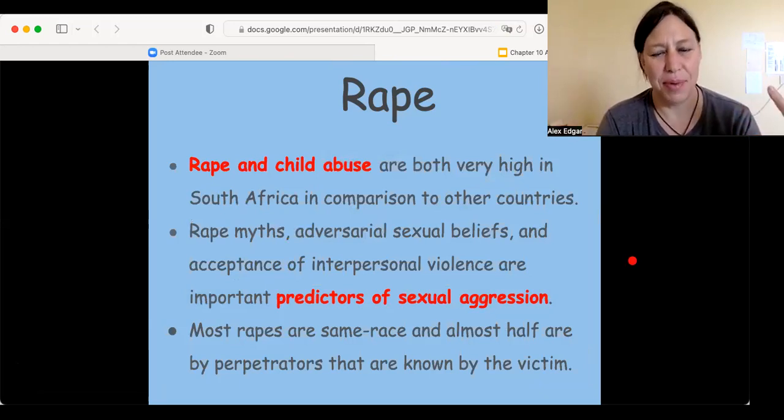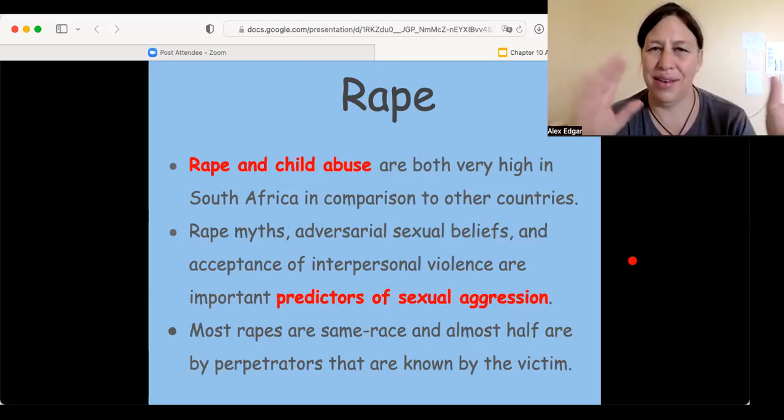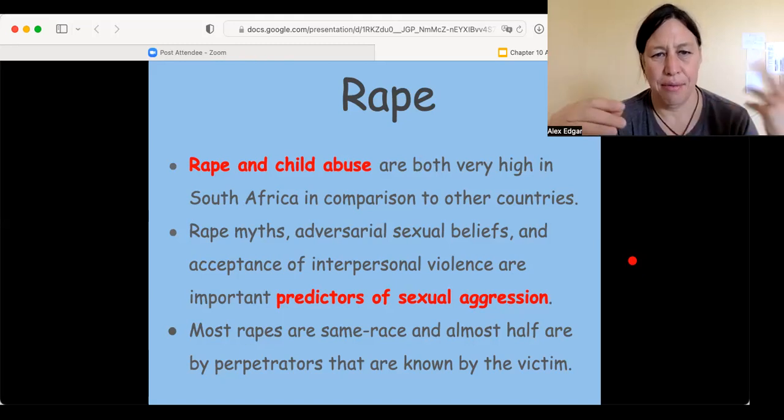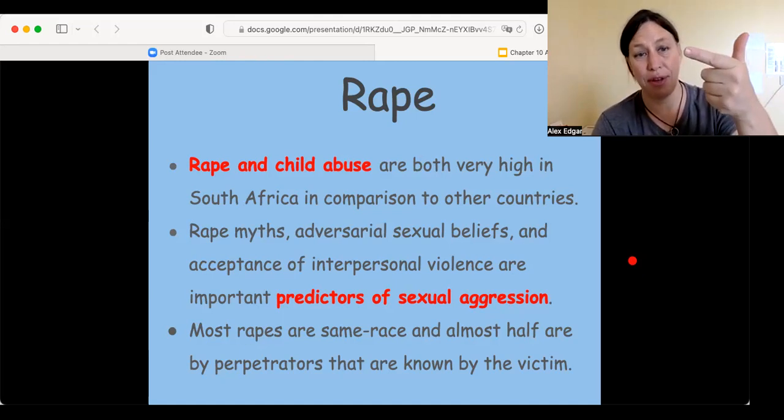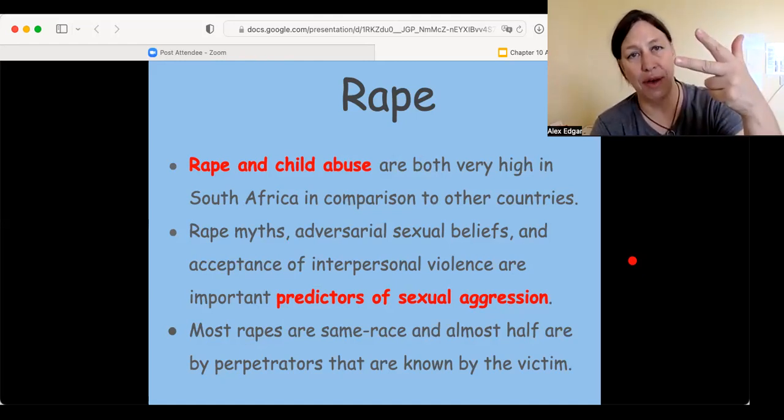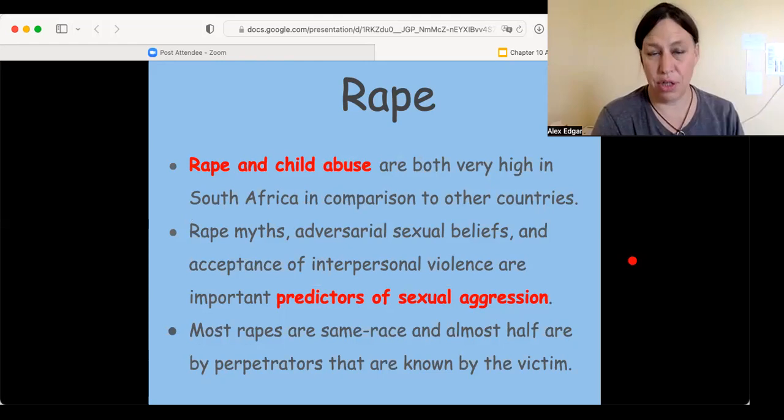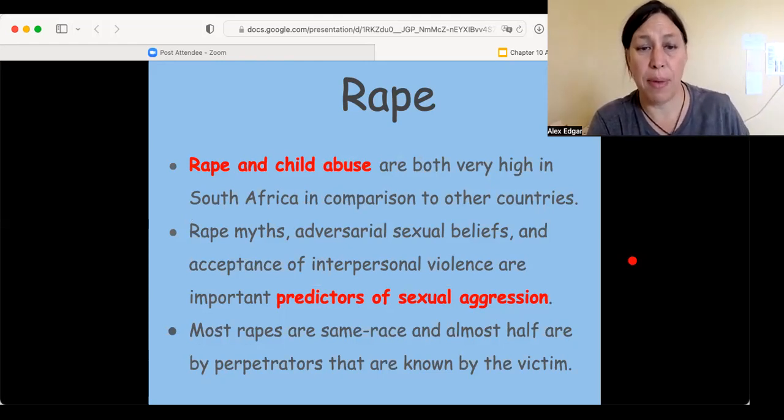Congratulations. Child abuse, multifactorial and multiple types. That's sexual, familial, emotional, physical, psychological, and in various contexts. Rape: the main predictors of sexual aggression are rape myths, adversarial sexual beliefs, and acceptance of interpersonal violence. So we excel in all of those, although the culture is changing, so we have hope. Most rapes are same race, and almost half are by perpetrators that are known by the victim. There are very interesting and disturbing stats in our South African textbook. You can go have a look.